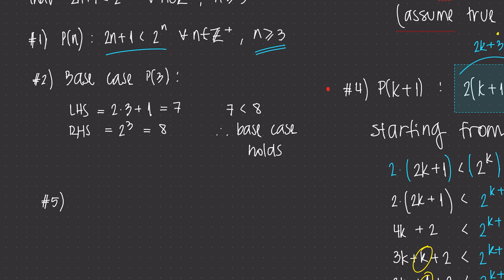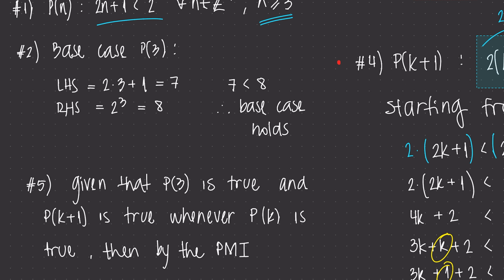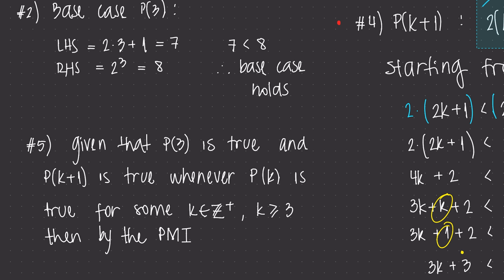And then number 5, the conclusion. This is the easy part, or one of the easy parts, given that P of 3 is true, and P of k plus 1 is true whenever P of k is true for some positive integer k greater than or equal to 3, by the principle of mathematical induction, you can write PMI, that's fine, P of n is true for all positive integers n greater than or equal to 3. And there you go. This is the first exercise.